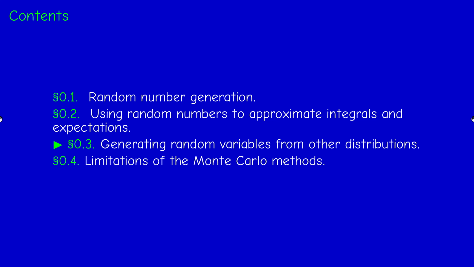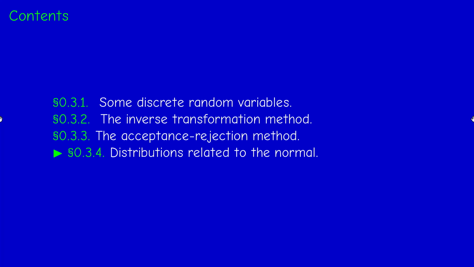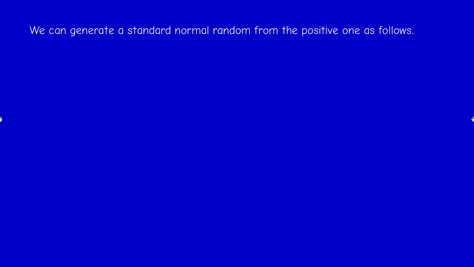We shall finish section 0.3 by talking lastly about distributions related to the normal distribution. In the previous video, we learned how to generate a positive normal distribution by using the acceptance rejection method. But if you can do that, we can generate a standard normal distribution.